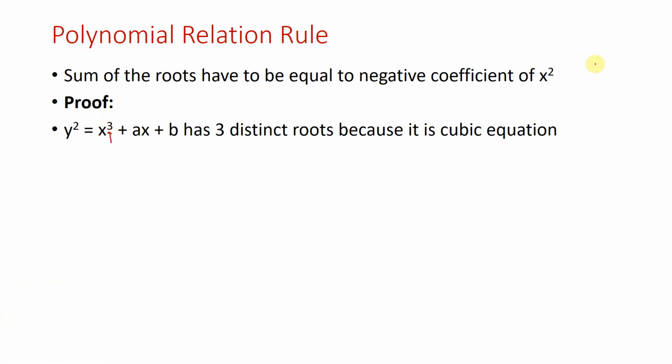Let's say its roots are a, b, and c, and I can express this equation as (x minus a)(x minus b)(x minus c). Let's multiply the first and second parentheses first.